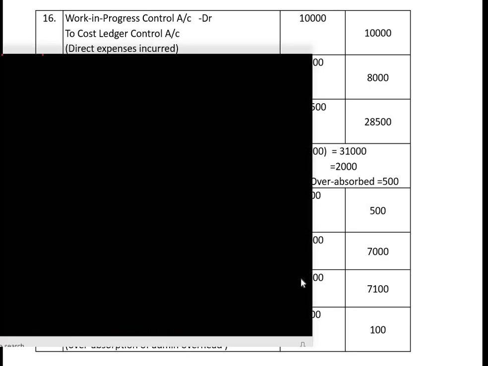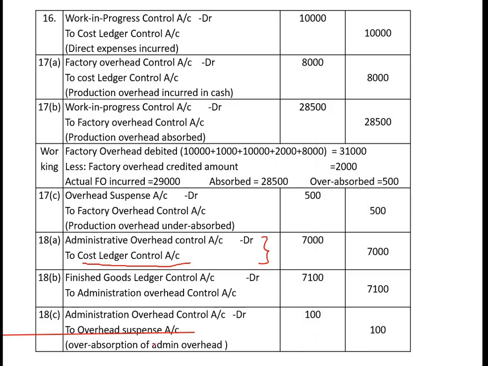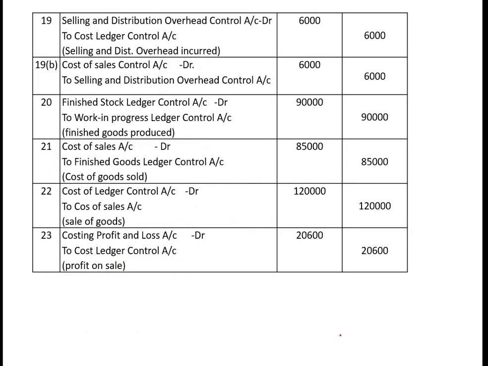So administrative overhead control account debit to overhead suspense account by rupees 100. Then is entry number 19, that is selling and distribution overhead incurred in cash. So similarly, same entry will be passed for selling and distribution overhead, that is selling and distribution overhead control account debit to cost ledger control 6,000. Then also the absorbed amount is given, that is 6,000.